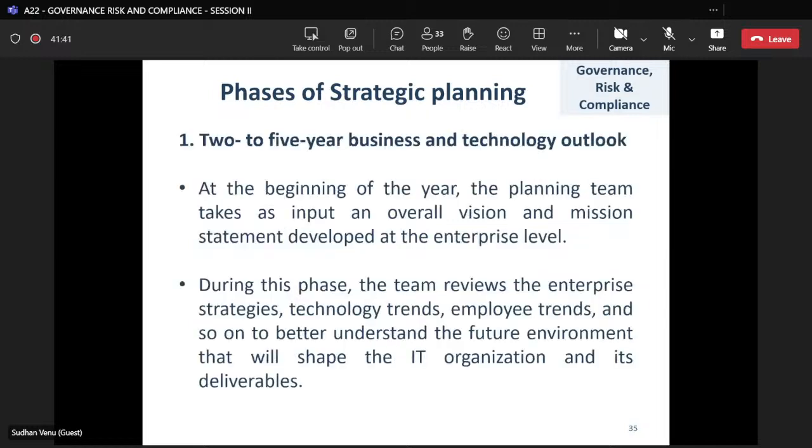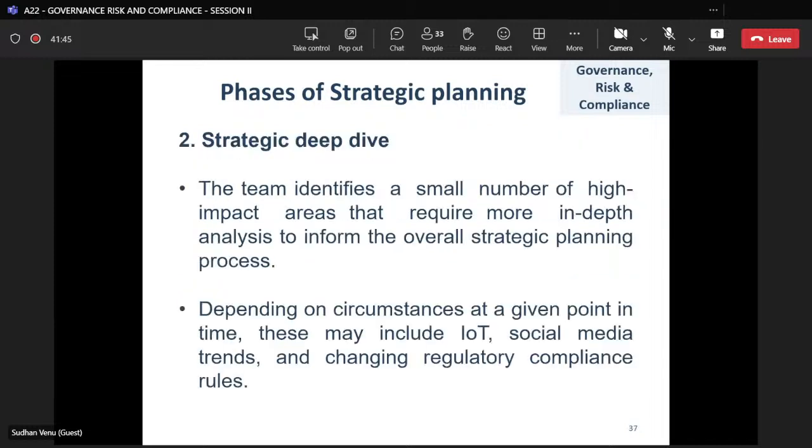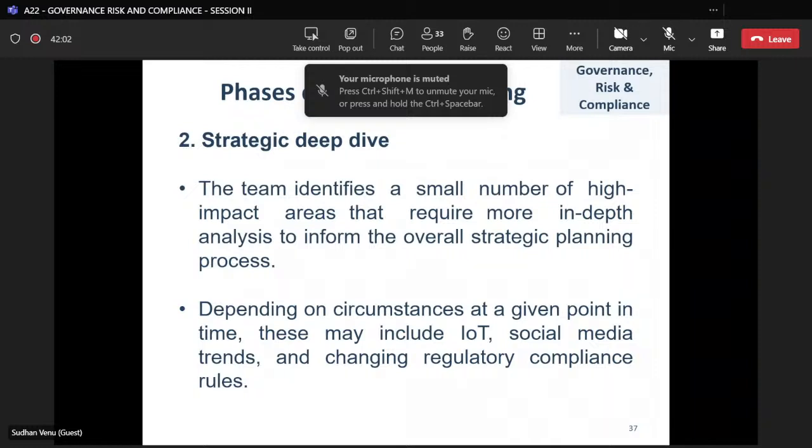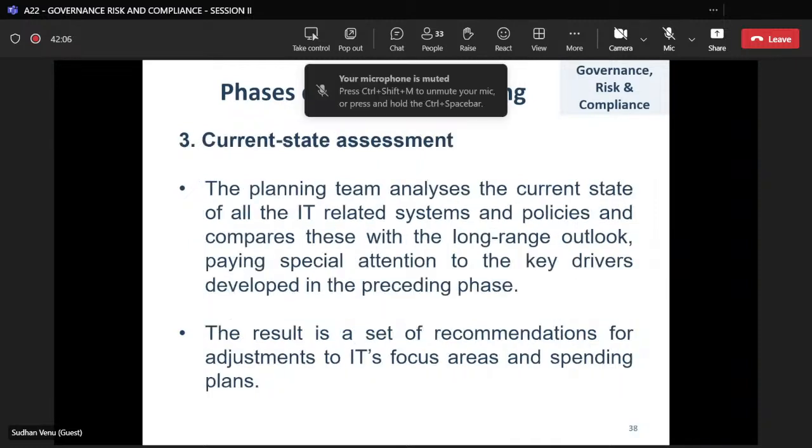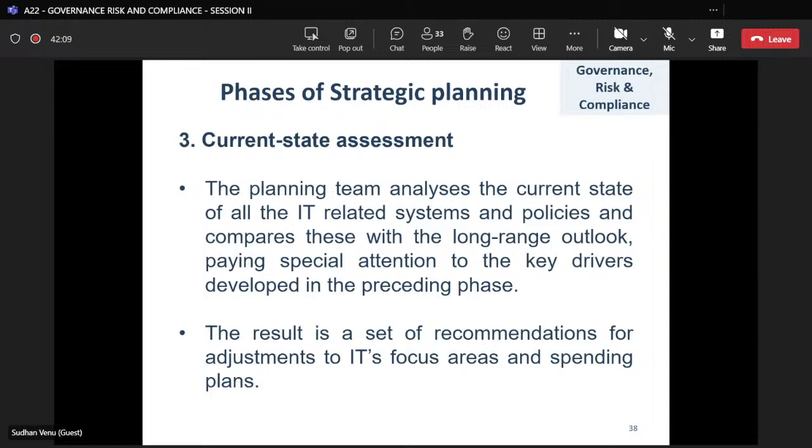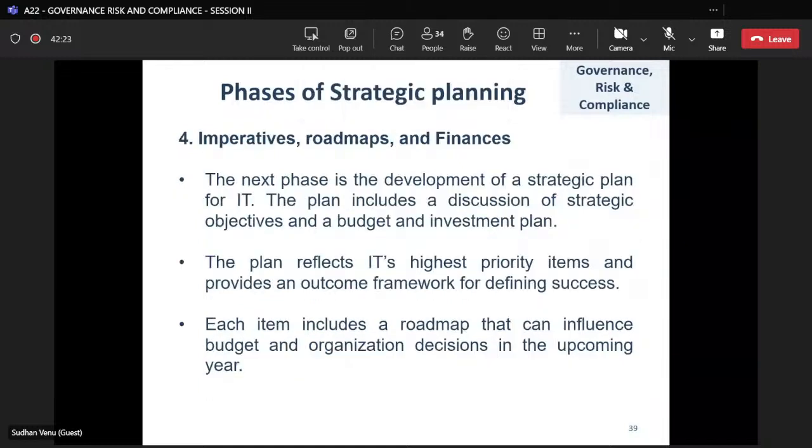That is the 2 to 5 years business and technology outcome, and the strategic deep dive. The team identifies a small number of high impact areas that require more in-depth analysis of information for the overall strategic planning process. It depends on the circumstances at a given point in time, and they include IoT, social media trends, and changing regulatory compliance rules. Everything will be in the strategic deep dive, and the current state assessment will be carried out for the current systems and policies and compared with the long range outlook, paying special attention to the key drivers of development in the preceding phases. As a result, the recommendations for adjusting IT focus areas and spending plans will be in the current state assessment. And the imperative roadmap, that is the planning stage.